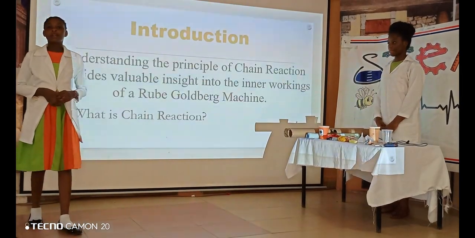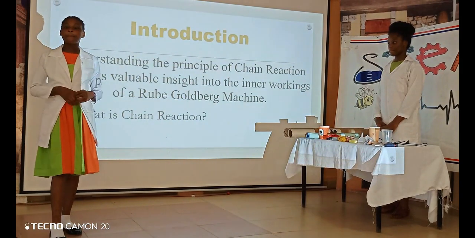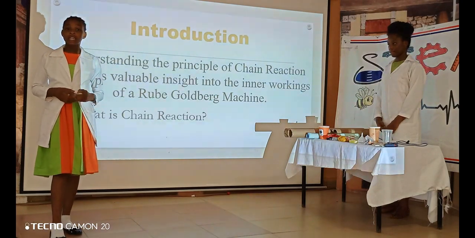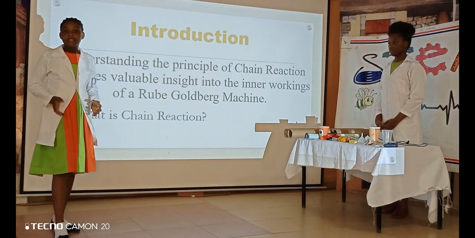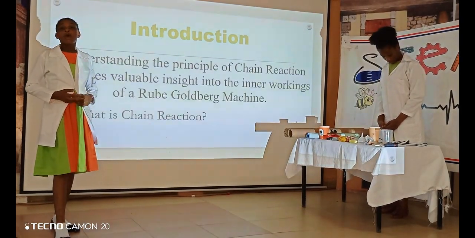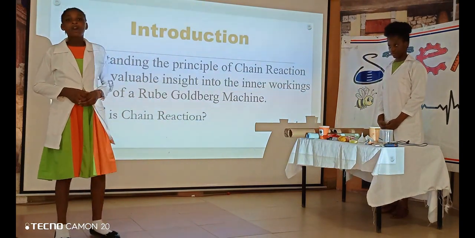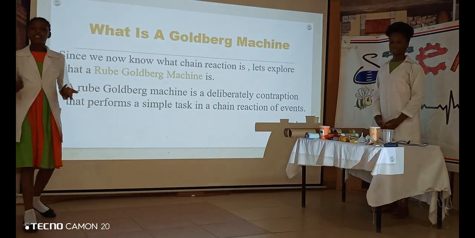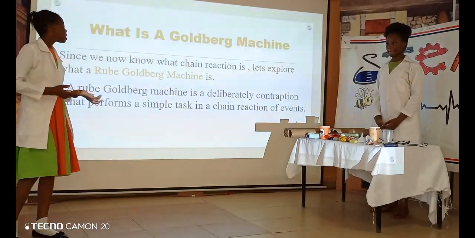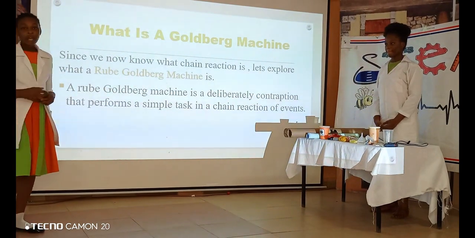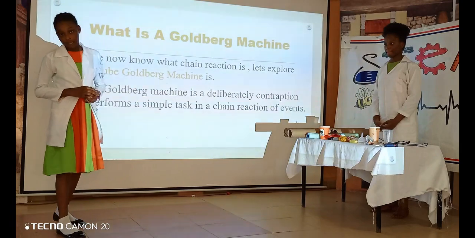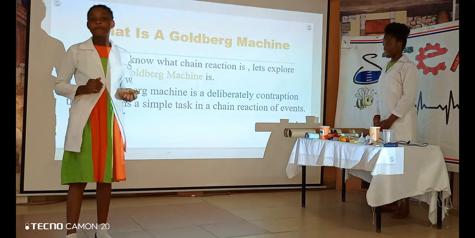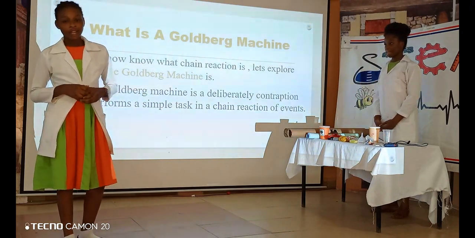Introduction. Knowing the principles of a chain reaction will give you a better understanding of how a Rube Goldberg machine works. One may ask, what is a chain reaction? A chain reaction is a sequence of reactions where a reactive product or byproduct causes additional reactions to take place. Now, what is a Rube Goldberg machine? Since we now know what a chain reaction is, let's explore what a Rube Goldberg machine is. A Rube Goldberg machine is a deliberately complicated contraption that performs simple tasks using a chain reaction of events.